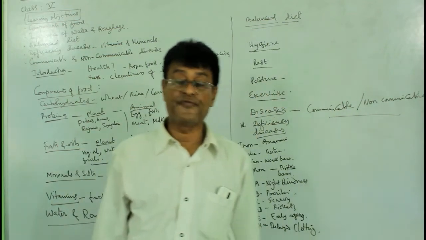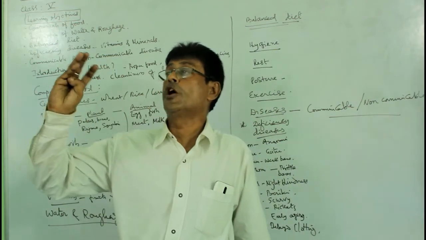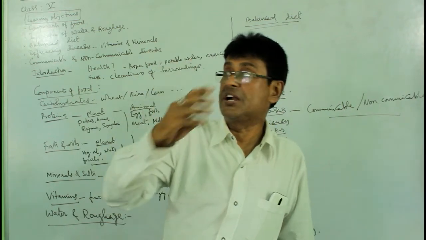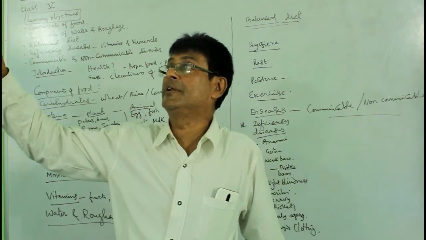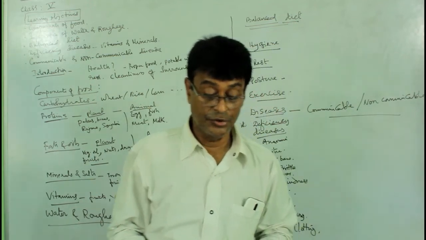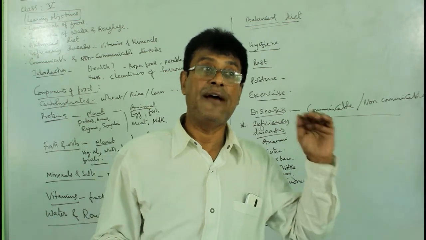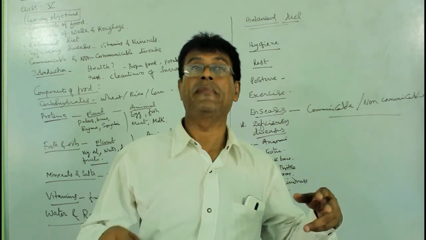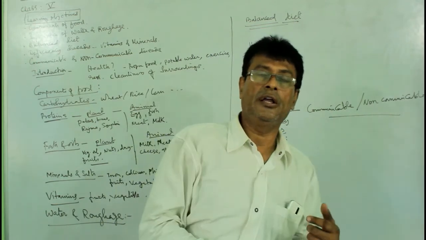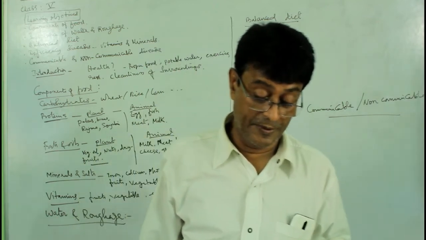Now, prevention of communicable disease. How to prevent communicable disease? First thing is do not use the articles of another person. Do not use an article which is not cleaned and has been left for a long period of time. So this is the first thing. Avoid sneezing in front of others, man or woman, whoever it is. Always cover your face properly.